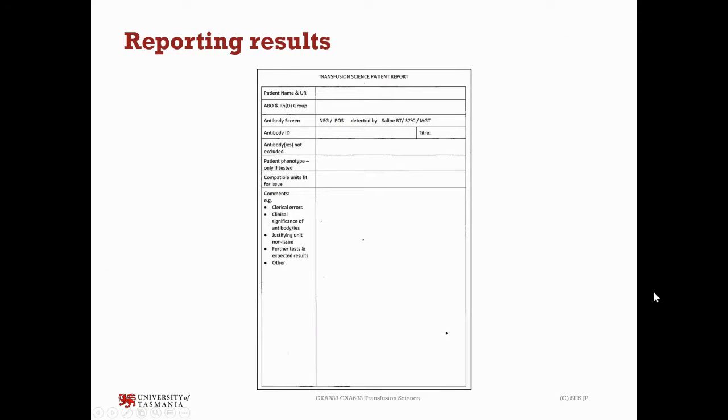Then, of course, you add your results to your patient report. I think we've removed these two parts now, so you will only do it by IAT, indirect antiglobulin test. That's the only test you'll be using when doing your antibody screen. So patient name and unit record number or date of birth there, the ABO and RhD blood group there, and the results of any antibody screens that you did there. And then if you need to identify the antibody, you put the identity there.